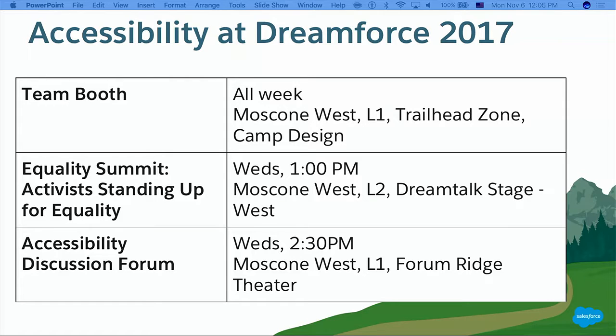And at 1 o'clock, there's an Equality Summit called Activities Standing Up for Equality. And Haben Girma, who is a very active accessibility campaigner, will be on stage. We recommend going to that. And then soon after that, we're having a discussion forum back here in this room at the Ridge Theatre, where again we'll have the accessibility team and a representative from Ability Force, which is our Ohana group dedicated to accessibility within Salesforce for our employees, there to answer your questions and hear what your experiences have been, both using Salesforce and here at the conference Dreamforce as well.